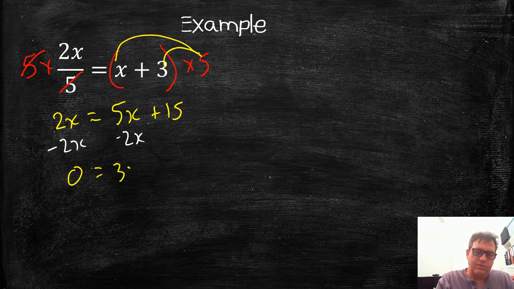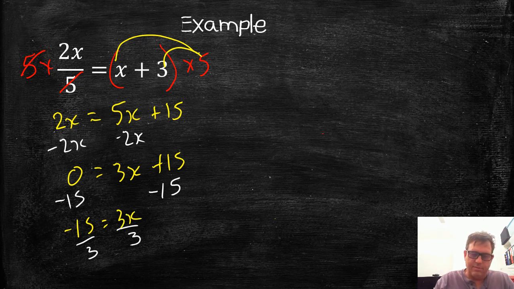0 equals 3x plus 15. So my x's are together now. I need my numbers on the other side. Take away 15. So minus 15 equals 3x. I need to divide by 3. And my final answer, x equals minus 5.